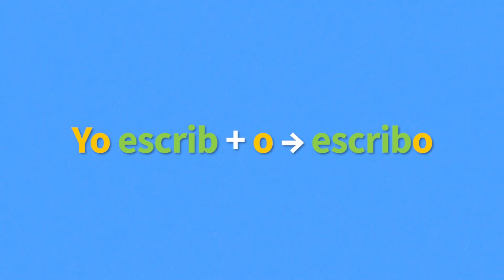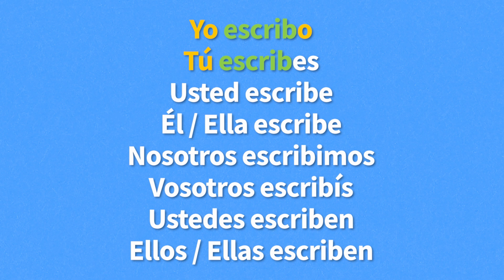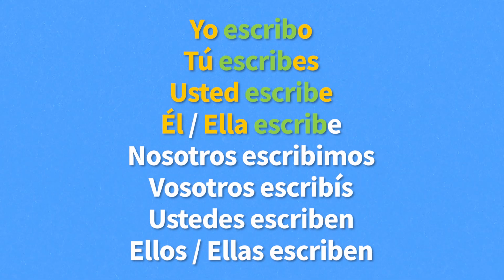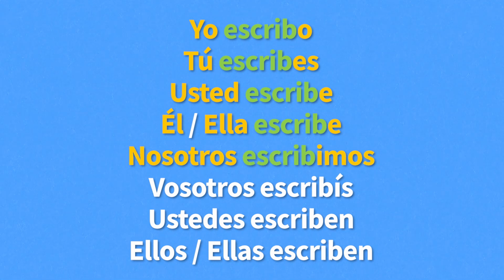For the first person singular, yo, you add O to the stem. So, yo plus escribir is yo escribo. For the second person singular, tú, you add es to the stem. Tú escribes. For the second person formal, usted, you add E. Usted escribe. For the third person singular, él, ella, you add E. Él escribe, ella escribe. For the first person plural, nosotros, you add imos.